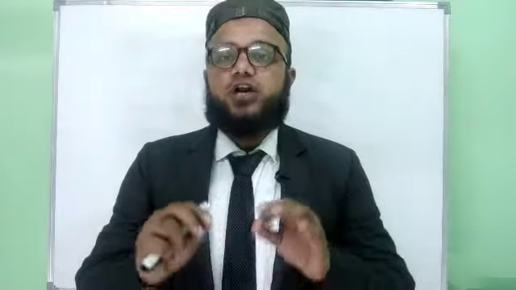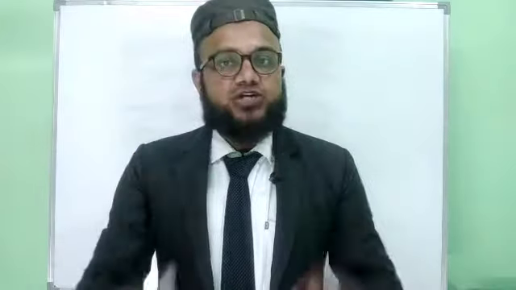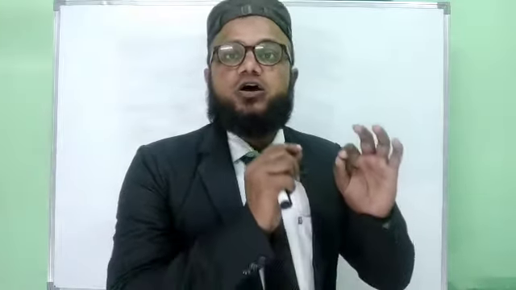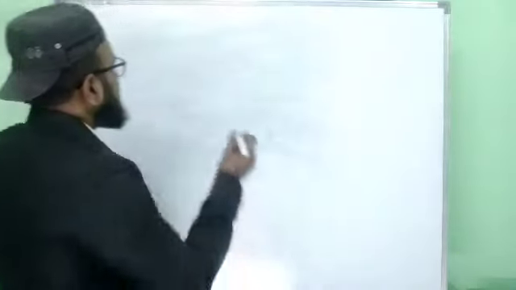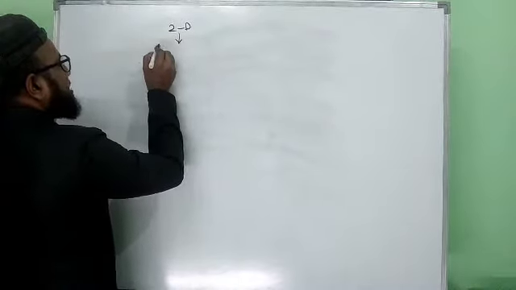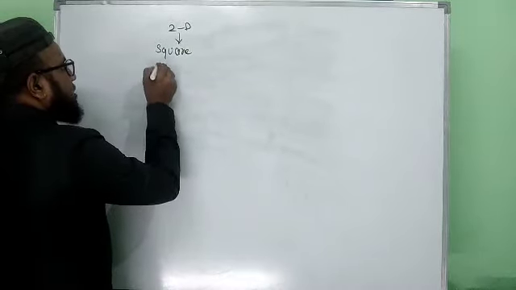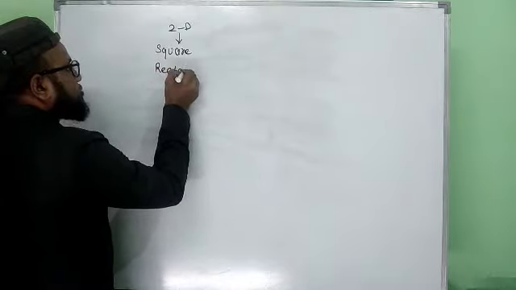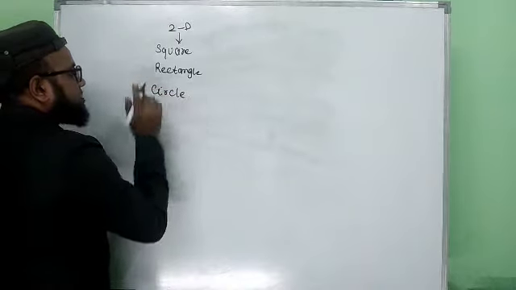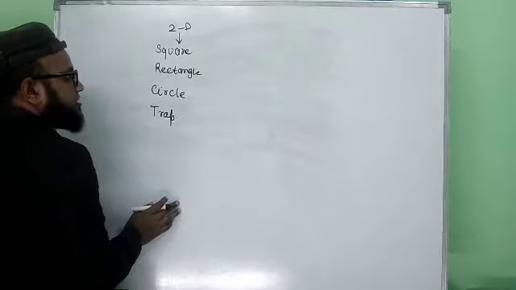So first we have to learn what a two-dimensional figure is and how to find its area. Then we have to learn how to find the area of a three-dimensional figure. A two-dimensional figure is, for example, a square. Square is a two-dimensional figure, a rectangle is also a two-dimensional figure, a circle is also a two-dimensional figure, and a trapezium is also a two-dimensional figure.